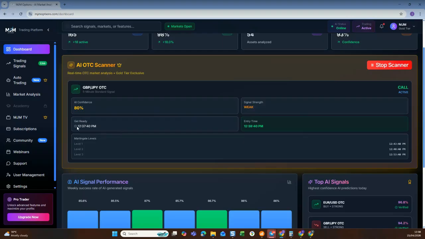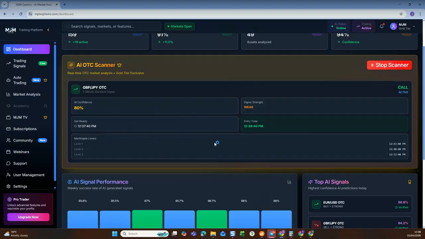The next thing we have here is the get ready time. Get ready time is 12:37, 40 seconds. This means the time at which the AI generated the signal and delivered it to you. The entry time here is the time at which you are expected to execute the signal. Then we have the martingale levels. These are like recovery levels for this entry point. So that is basically everything about the signal.